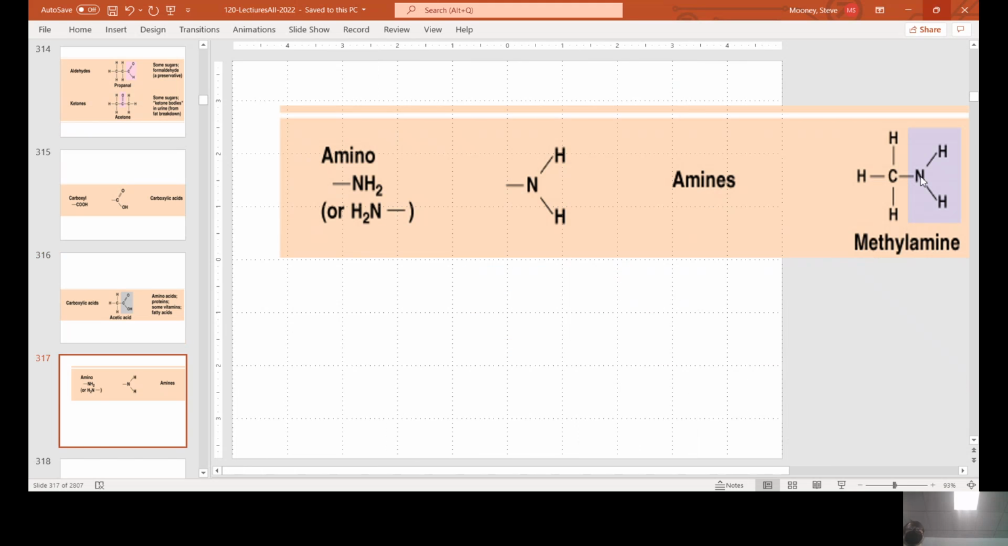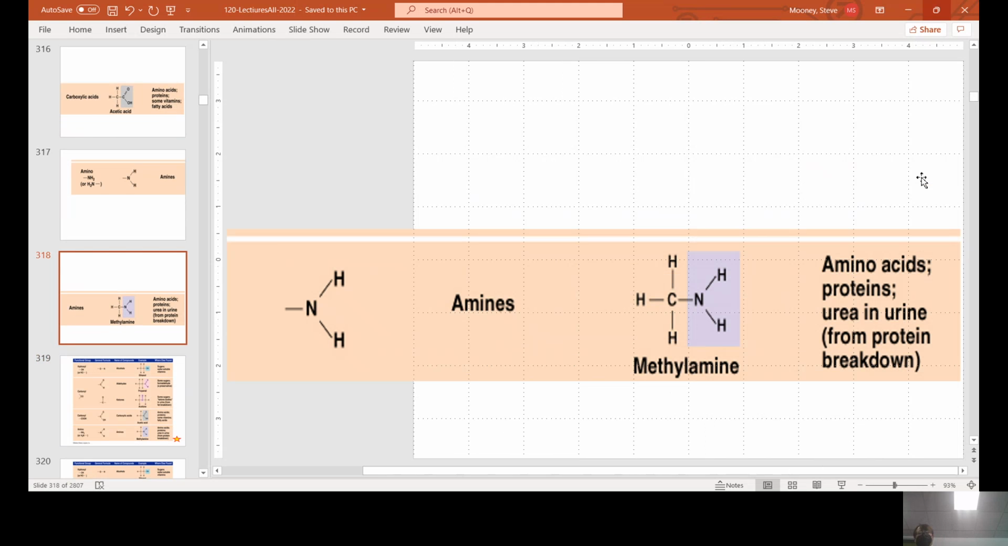And then for something completely different, we have your amino group. You've got the nitrogen and two hydrogens stuck to it. That's an amine. You're going to find this in your amino acids. You're going to find it in urea. That amino group pretty much defines proteins.